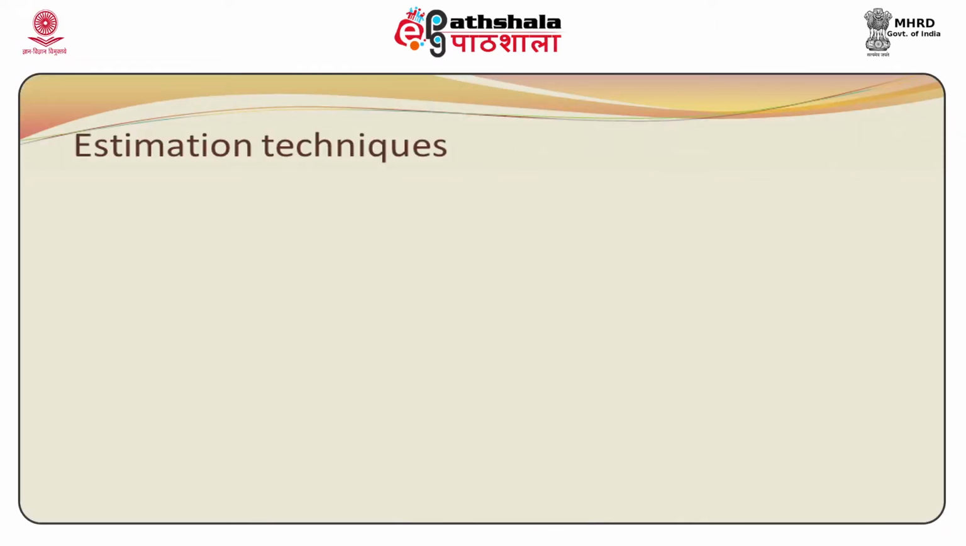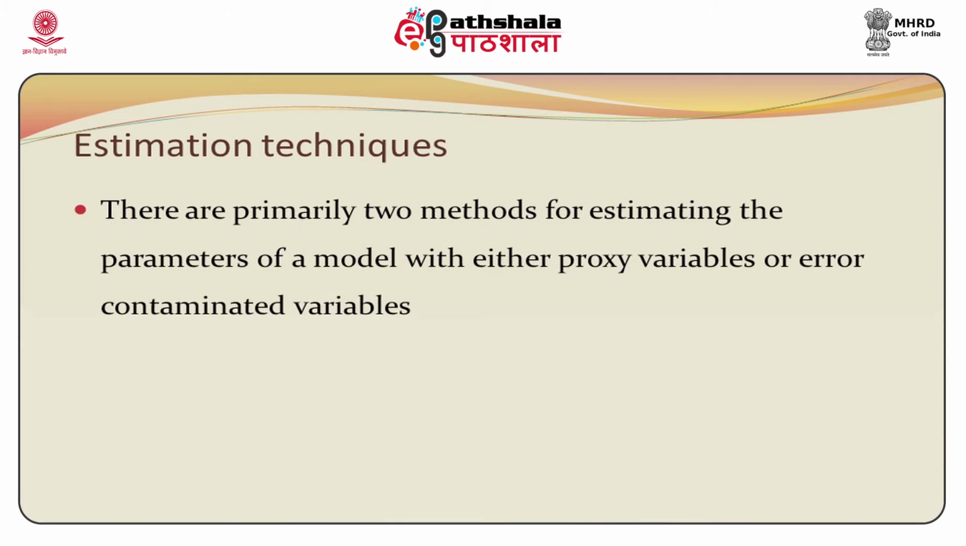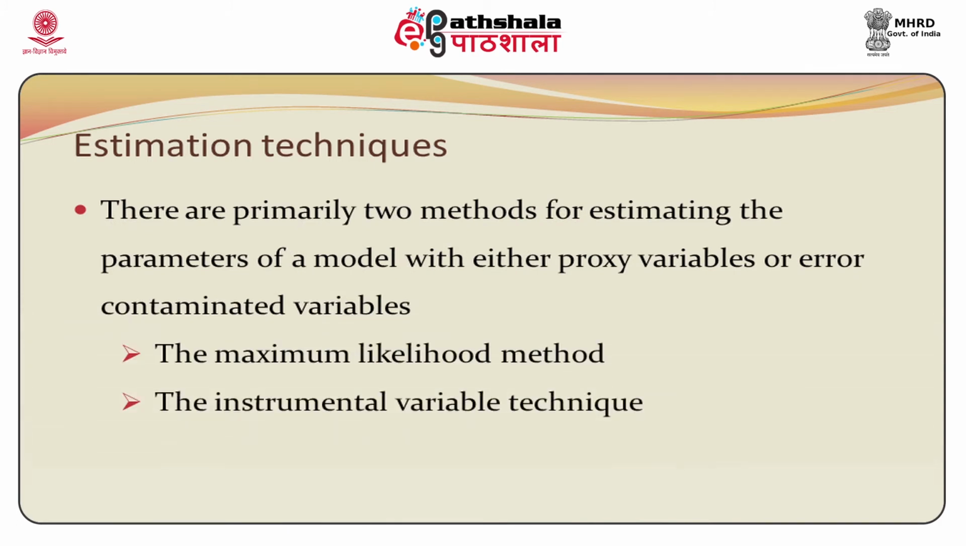There are primarily two methods for estimating the parameters of a model which has either proxy variables or error contaminated variables. As we saw, least squares is ruled out, but we can use the maximum likelihood method, and the second method that we will be discussing later would be the instrumental variable technique. In today's lecture, we will be looking at the maximum likelihood method of estimating the parameters in the presence of proxy variables or errors in variables.